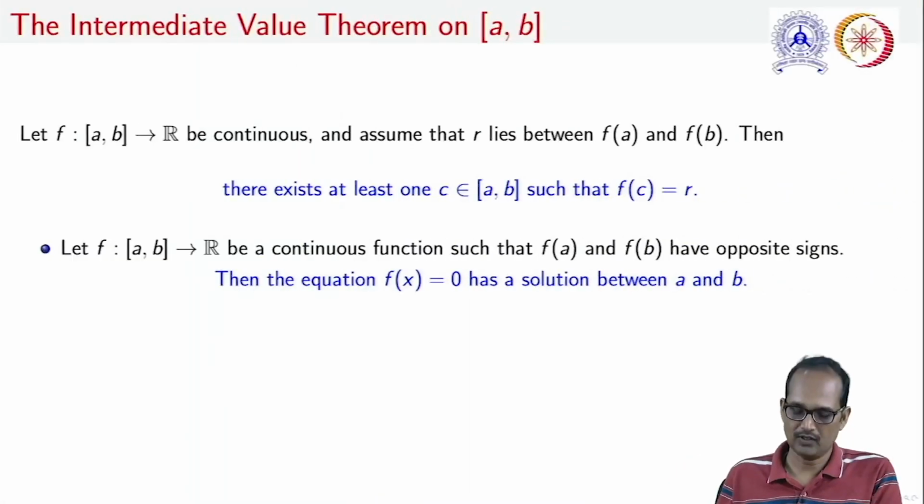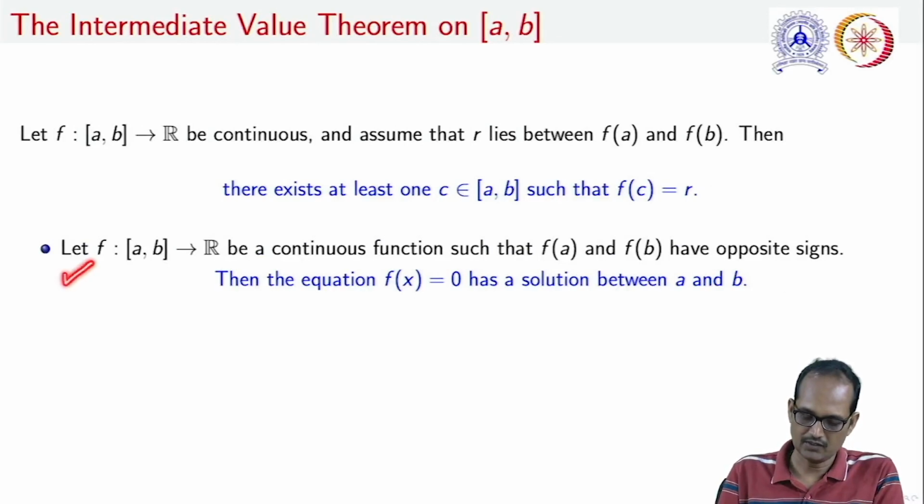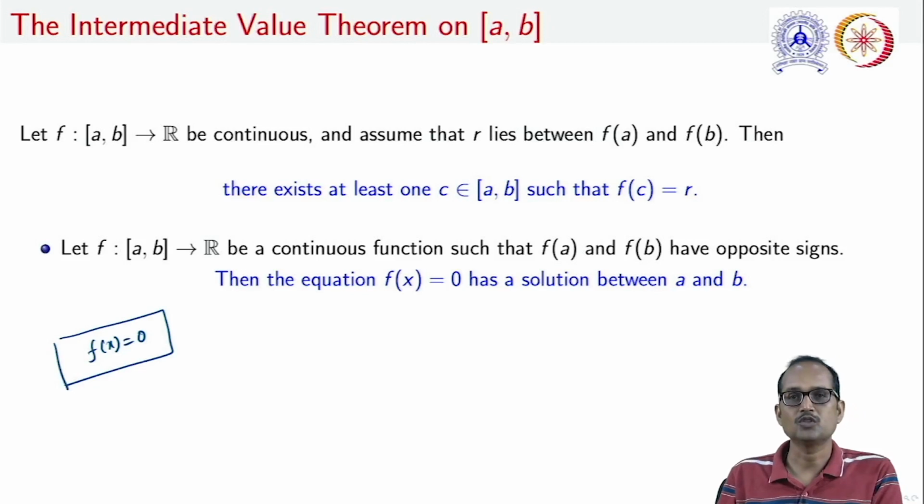One of the well-known examples of this mean value theorem is given here. That is, if we have a continuous function such that f(a) and f(b) have opposite signs, then the equation f(x) equal to 0 has a solution between a and b, and this result has already been used to find the solution of f(x) equal to 0.